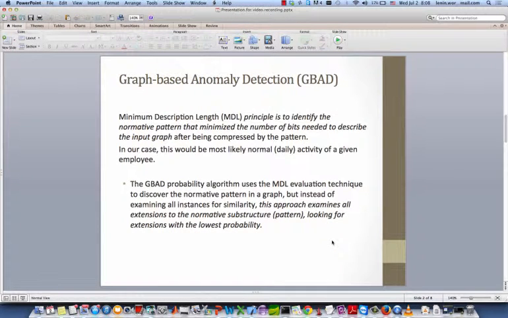GBAD uses a minimum description length principle, which identifies a normative pattern that minimizes the number of bits needed to describe the input graph. GBAD probability algorithm uses this MDL evaluation technique to discover the normative pattern in a graph. But instead of examining all the instances for similarity, this approach examines all extensions to the normative pattern, looking for extensions with the lowest probability.